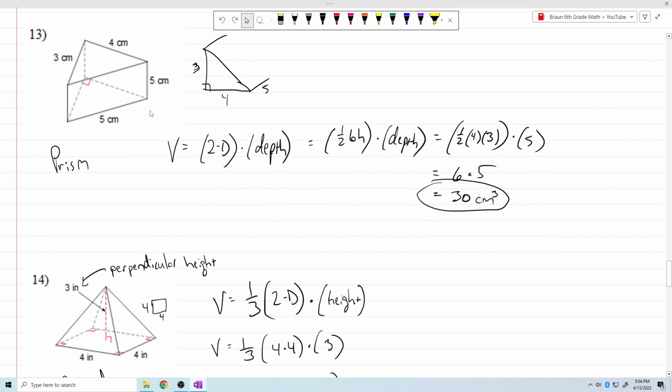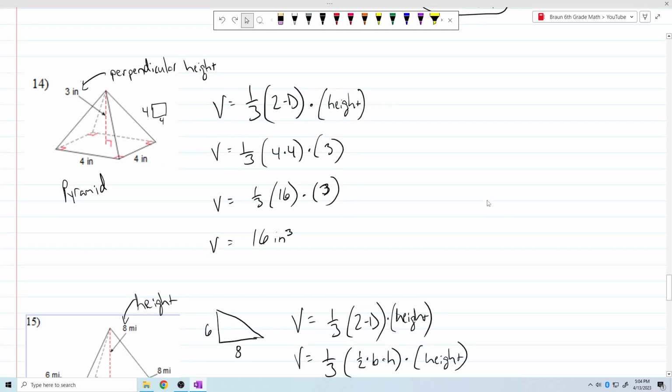13, another right triangular prism. I want to make sure you guys are comfortable with those. So there's another one here. Dissect the diagram, build the base equation, and plug and chug, guys.